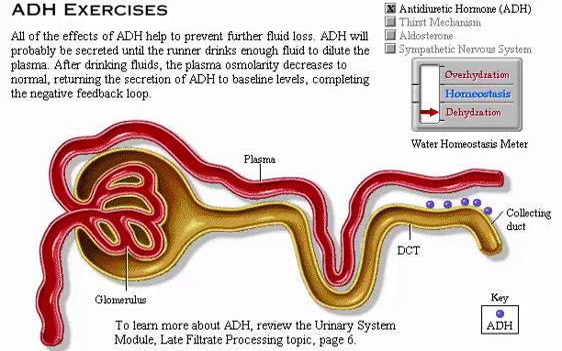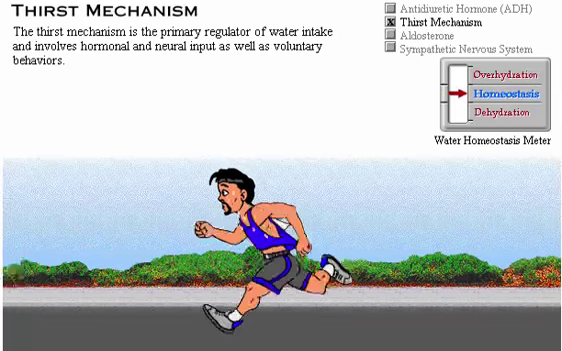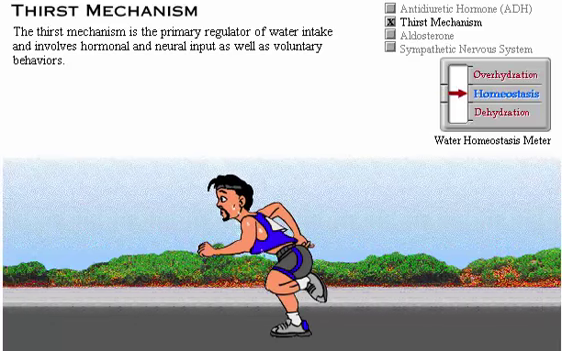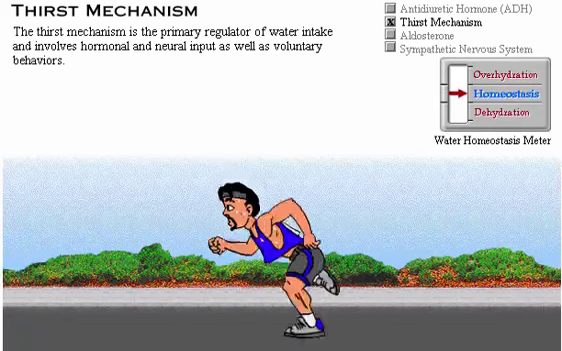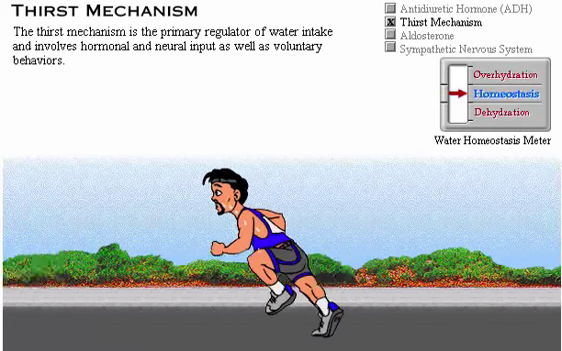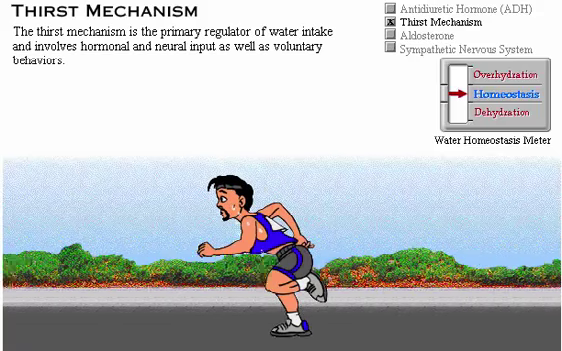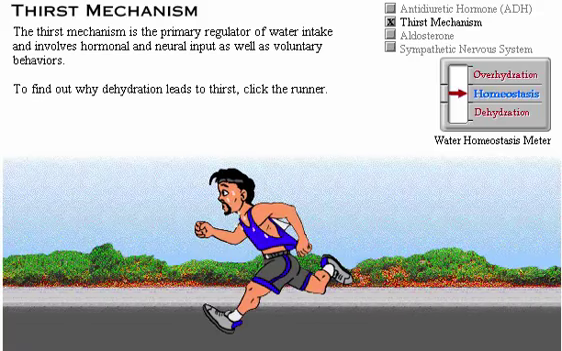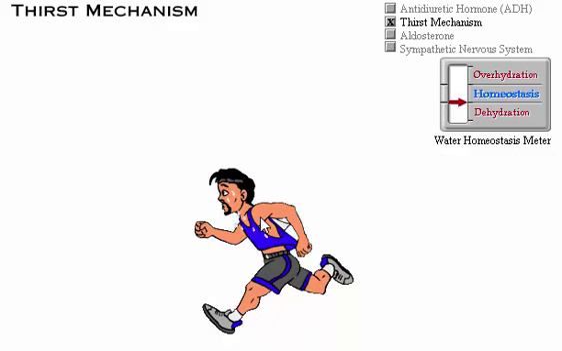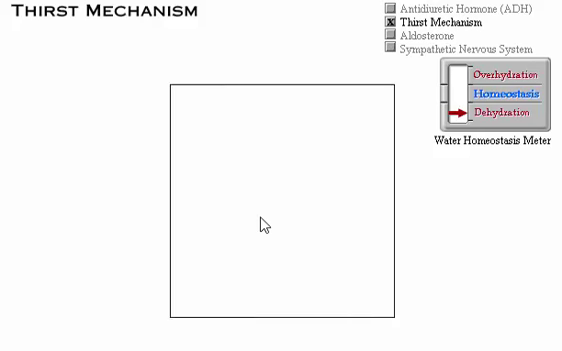The thirst mechanism is the primary regulator of water intake and involves hormonal and neural input as well as voluntary behaviors. To find out why dehydration leads to thirst, click the runner. There are three major reasons why dehydration leads to thirst. When saliva production decreases, the mouth and throat become dry.